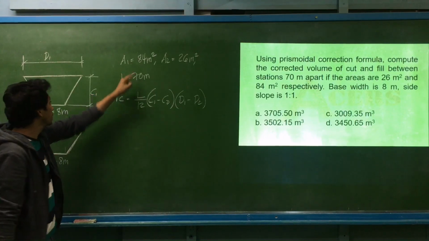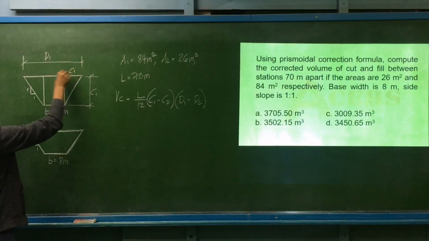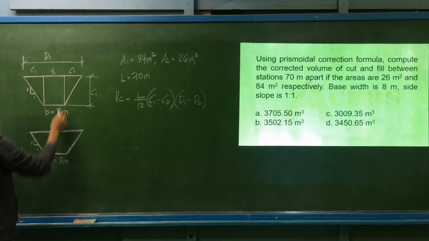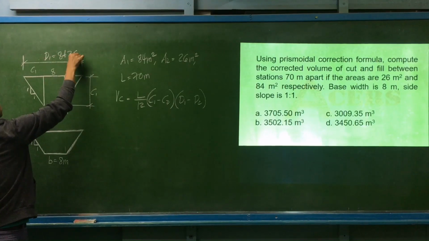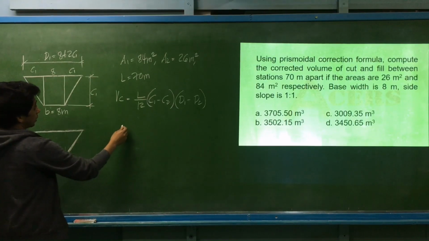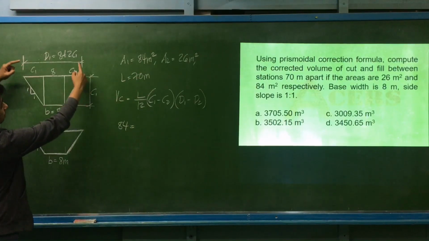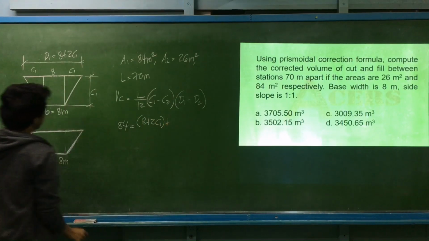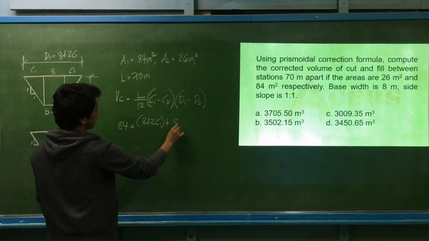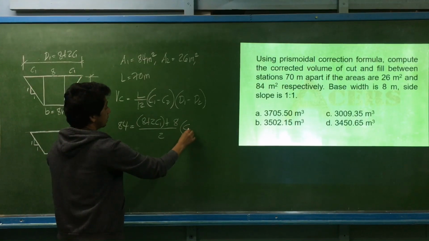So we have the area. Ano ba yung magiging dimension nito? If we have 1:1, so obviously this is the same as C1, the same as 8 meters. So we have the equivalent of D1 is 8 plus twice of C1. So para kunin natin yung area, trapezoid. Unahin ko yung area 1, that is 84 is equal to, ano yung dimension ng top base? That is 8 plus 2C1 plus, ano yung dimension ng bottom base natin? That is 8, divided by 2 multiplied by, ano yung kanyang depth? The depth is C sub 1.